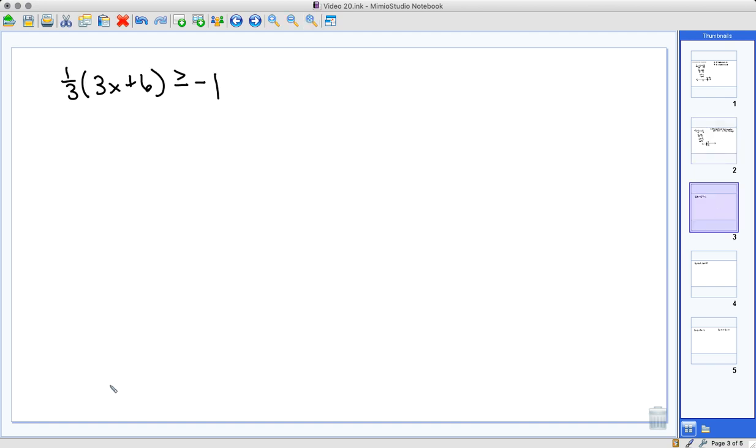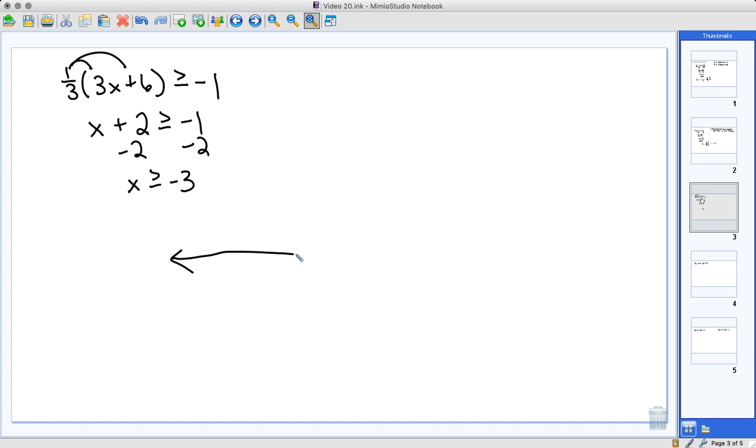All right, just like before, we've got lots of multi-step equations that we can be doing. Okay, so most of you would say distribute. So in your calculators, 1/3 times 3 is 1. So I'm just going to write it as x plus 1/3 times 6 is 2, greater than or equal to negative 1. Subtract 2 over, get x is greater than or equal to negative 3.